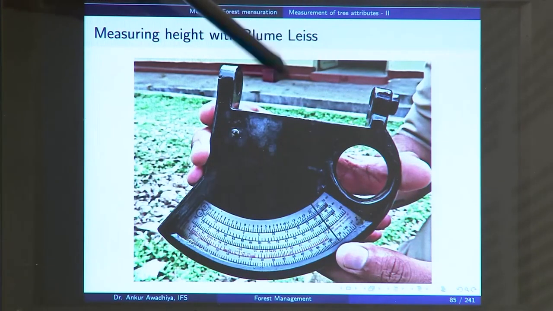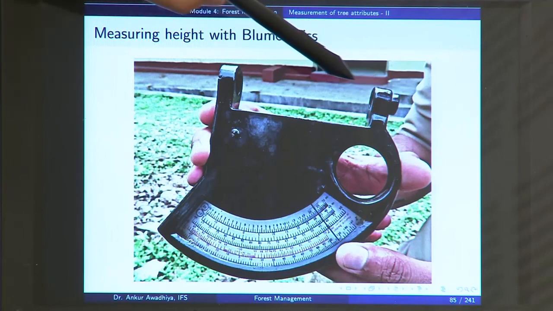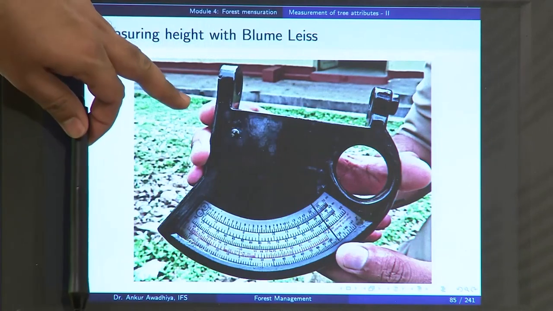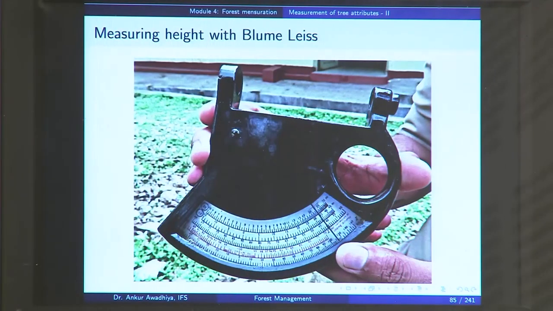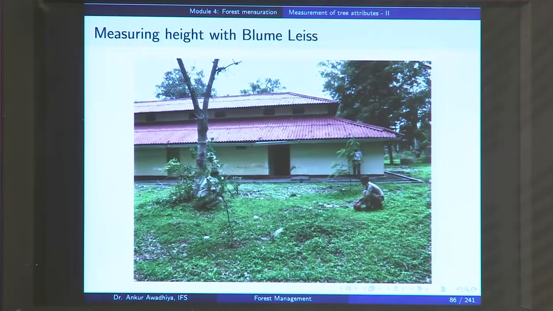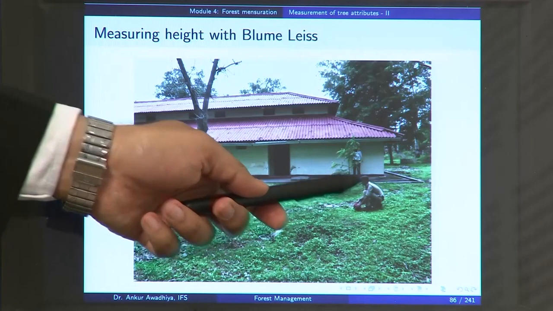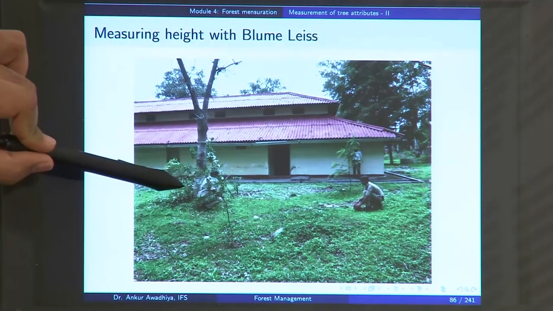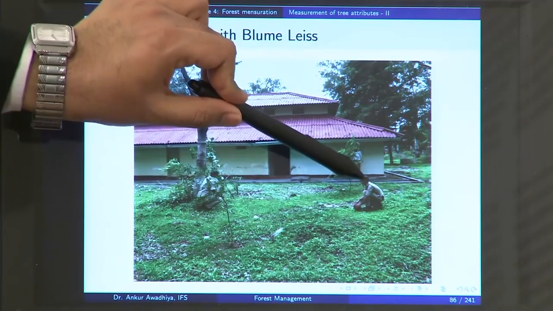Then you look at the eyepiece and you arrange this instrument in such a way that the eyepiece, the objective and the top of the tree are in the same line, and so your counter will be straight here. You press this button, which will fix the counter, and then you can take this instrument and have a reading. So, essentially, in the first stage you measure the distance from the base of the tree. Here you have two people, and you are measuring the height of this tree. We are using a tape to measure the distance where this person will be standing.